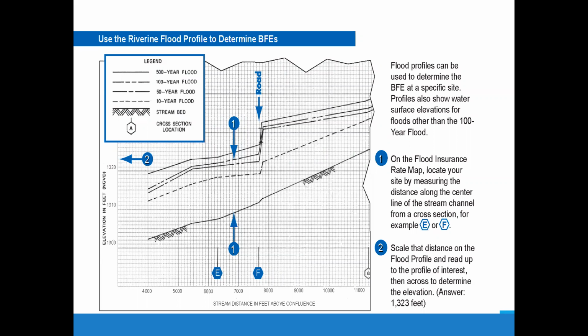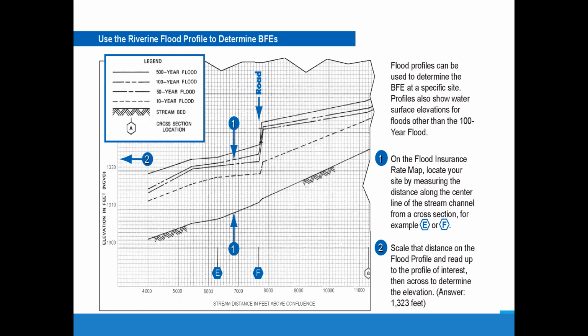So you can see the legend on the top left here. It tells you what the different lines mean. The solid line is the 500-year floodplain, and then the long line, and then the two short broken lines, and then the long line again. That pattern is the 100-year flood, and that's what we're going to be looking at because that's our base flood.